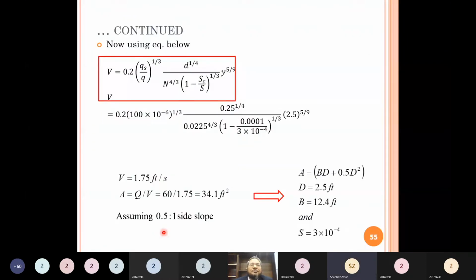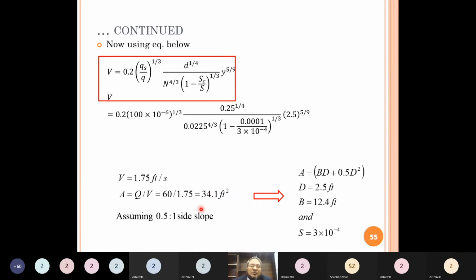Okay, sir. Thank you. Now compute the velocity of flow by using this equation and putting the values here. The velocity of flow you will get as 1.75 feet per second. Once we know the velocity and the discharge the channel is carrying, we can compute the area of flow required to pass this discharge. Discharge over velocity gives 34.1 square feet area of the channel.